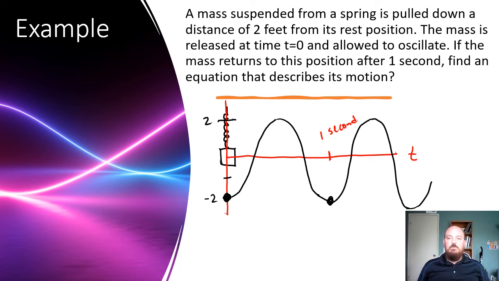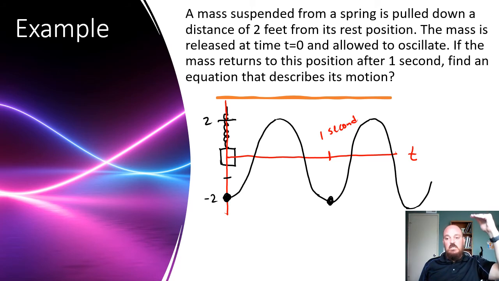So based on that information, we want to find an equation that describes its motion. And so when I look at this graph, my first step is to decide whether I want to use sine or cosine. Now, if you think about sine and cosine before we change them or anything like that, sine normally starts at 0.